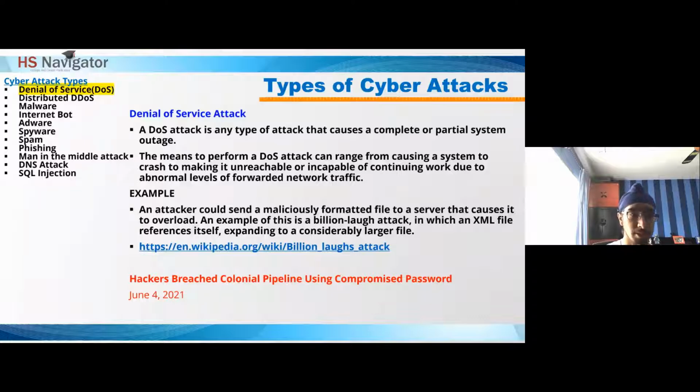So some different types of cyber attacks are, like you said before, denial of service. A denial of service attack is any type of attack that causes a complete or partial system outage, which basically means they could do anything. They could send a maliciously formatted file to a server that causes it to overload. An example of this, if you can look it up, is called the billion laughs attack, where an XML file references itself and just keeps expanding until it causes the server to go out.